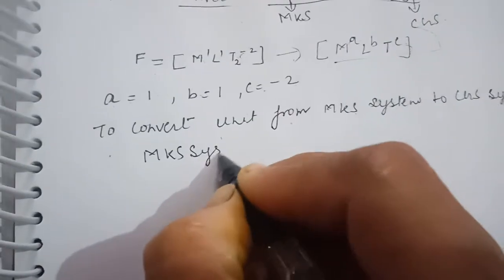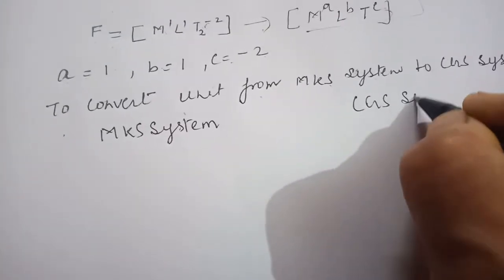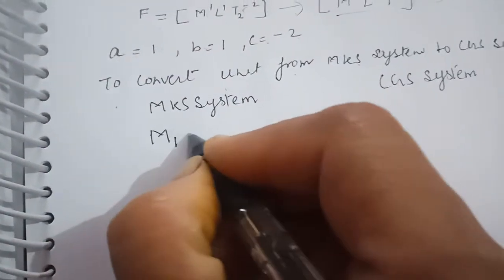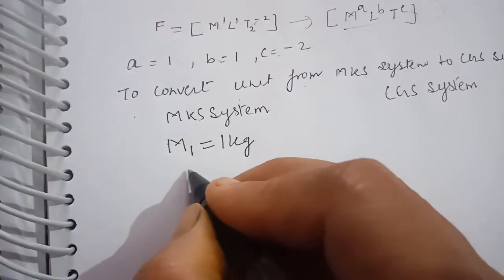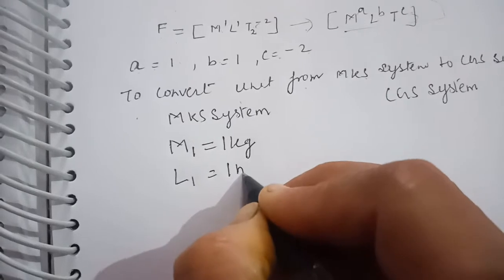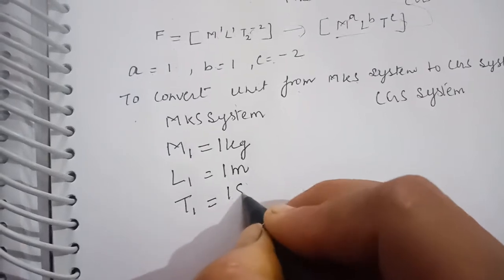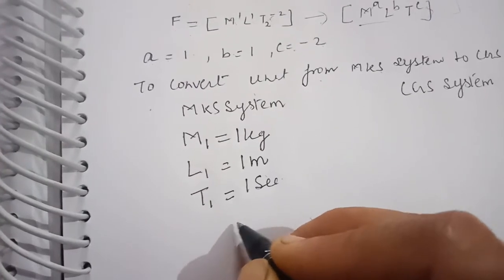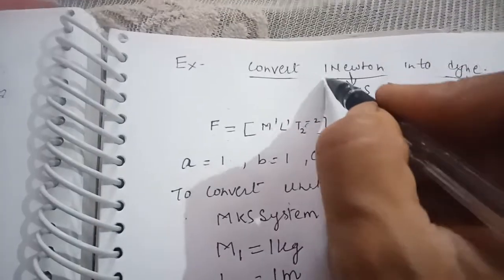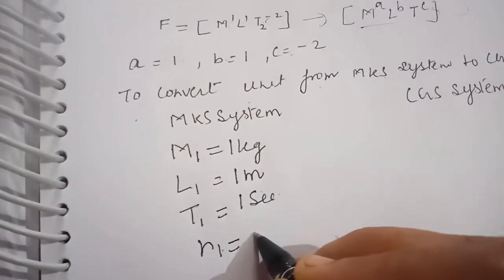MKS system and here CGS system. So first you write M1. This will be 1 kg. And L1 you will write 1 meter. And T1 you will write 1 second. Okay. And the value of N1 is given: 1 Newton is equal to how much dyne? You have to find out. So N1 is given as 1.